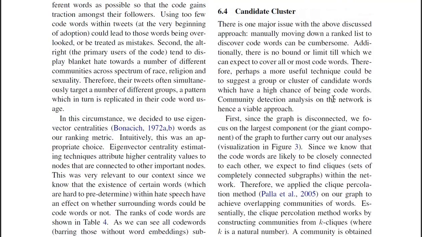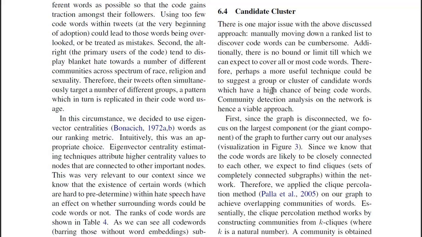The candidate cluster. There is one major issue with the above discussed approach. Manually moving down a rank list to discover code words can be cumbersome. Additionally, there is no bound or limit till which we can expect to cover all or most code words. Therefore, perhaps a more useful technique would be to suggest a cluster of candidate words which have a high chance of being code words. Community detection analysis on the network is hence a viable approach.